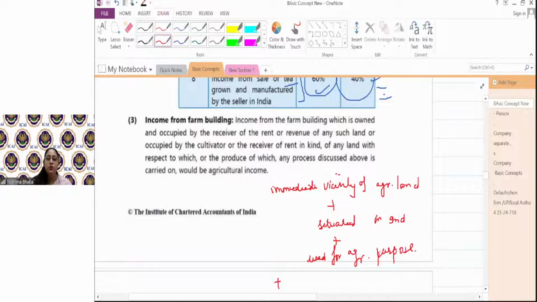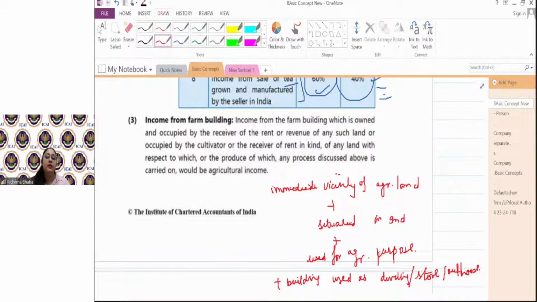And that building is used as a dwelling, meaning purpose for living, storehouse or as an outhouse. I'm not talking about any warehouse where you're putting agriculture produce. I'm talking about a building which is in immediate vicinity. Immediate vicinity means in the immediate site of land. From land, you can see that building and it is there. Obviously, it may not be on the land. It can be on the outskirt of that particular agriculture land, but it is in immediate vicinity of the agriculture land. The land is situated in India and it is used for agriculture purpose, and that building is used for storehouse, outhouse, as dwelling house.